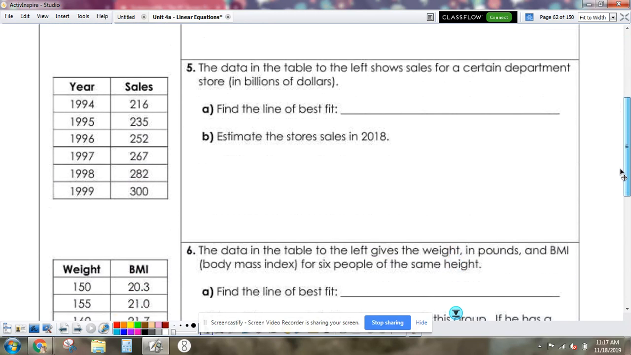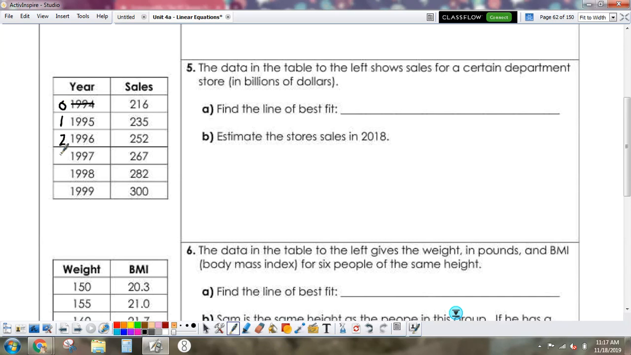So we're going to start with number 5 from the paper from yesterday, so please make sure you have that out. The problem says the data in the table on the left shows sales for a certain department store in billions of dollars. So we're going to find the line of best fit. Remember from yesterday, we changed the years to reflect years from the very first one. So this one is actually going to be year 0, 1, 2, 3, 4, and 5. We're not going to use 1994, 5, 6.